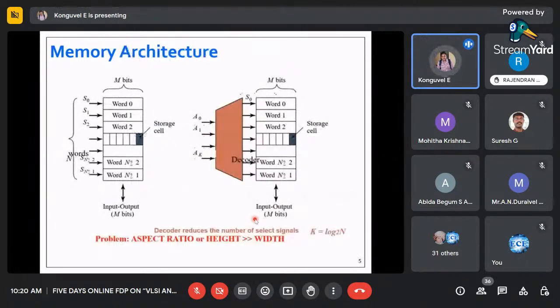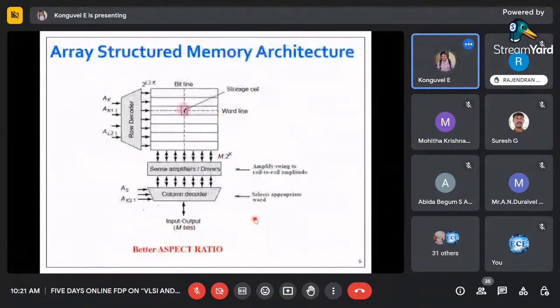Then we have seen the memory architecture, the one-dimensional memory architecture. We call it simple memory architecture, in which the address we give is only for the decoder, to select only the word lines. Bit lines will not be selected particularly; all the bits will be selected. In the array structure, which is 2D, we select words as well as bits. So an individual memory cell can be picked by giving appropriate select lines in the row decoder and in the column decoder. We can pick exactly one cell. That is the advantage. But here again, when the number of words is higher, the aspect ratio problem will come.